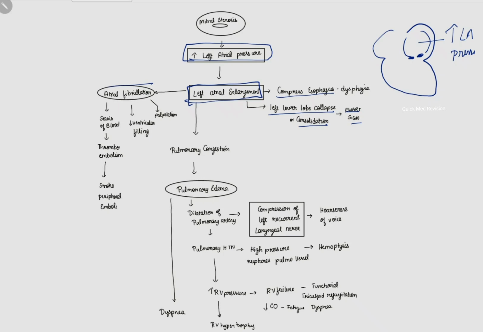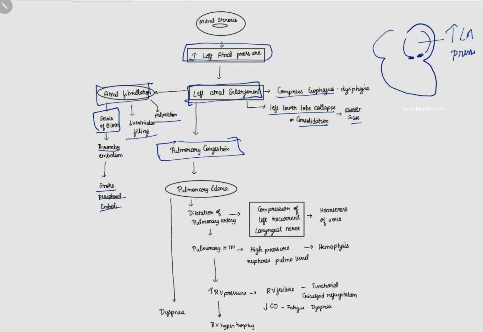Because of this, there will be atrial fibrillation. The left atrium enlarges. There will be atrial fibrillation, because of which there will be stasis of blood, decreased ventricular filling, palpitation, thromboembolism, which further causes stroke and peripheral emboli. After which we get pulmonary congestion. This is due to reduced blood flow back from the lungs to the heart, especially to the left atrium.